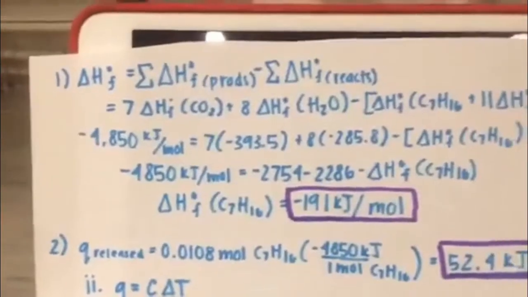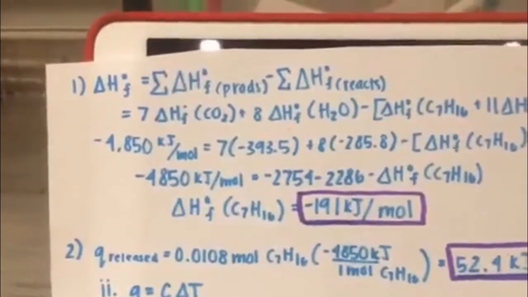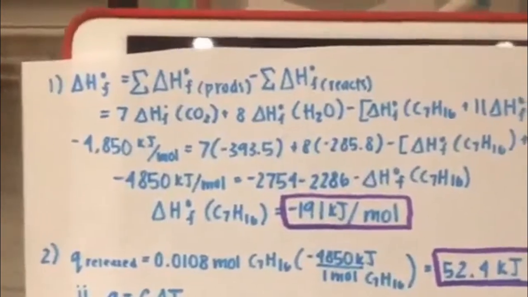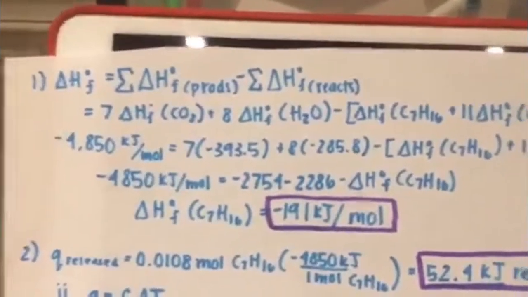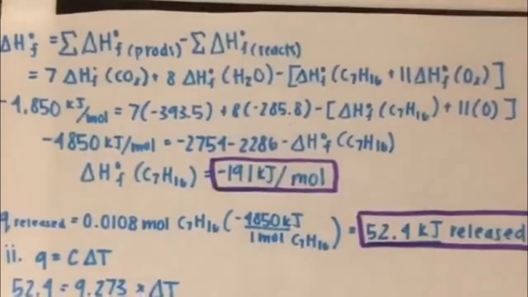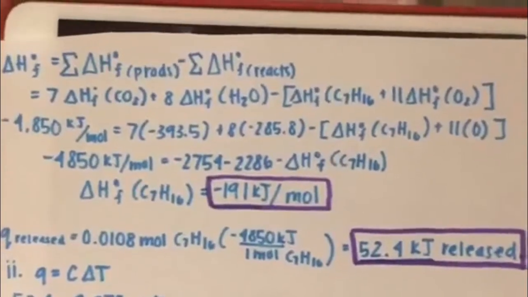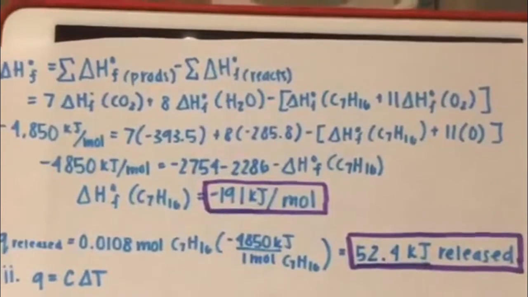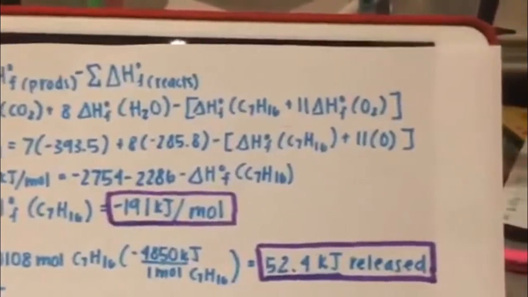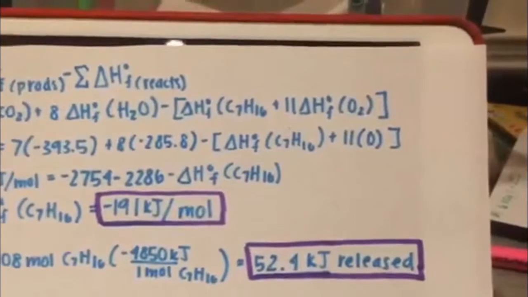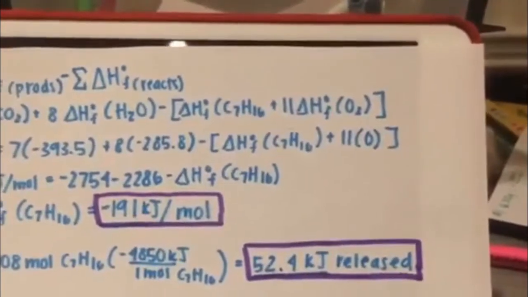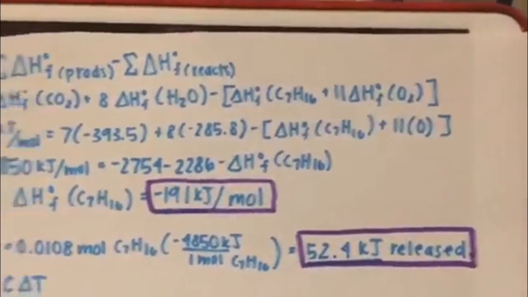So since you are given the heat of combustion negative 4.85 times 10 to the third, you set that for delta H, and you equal that to 7 times negative 393.5 plus 8 times negative 285.8, minus the unknown C7H16 plus 11 times 0, and it's times 0 because O2 is by itself.